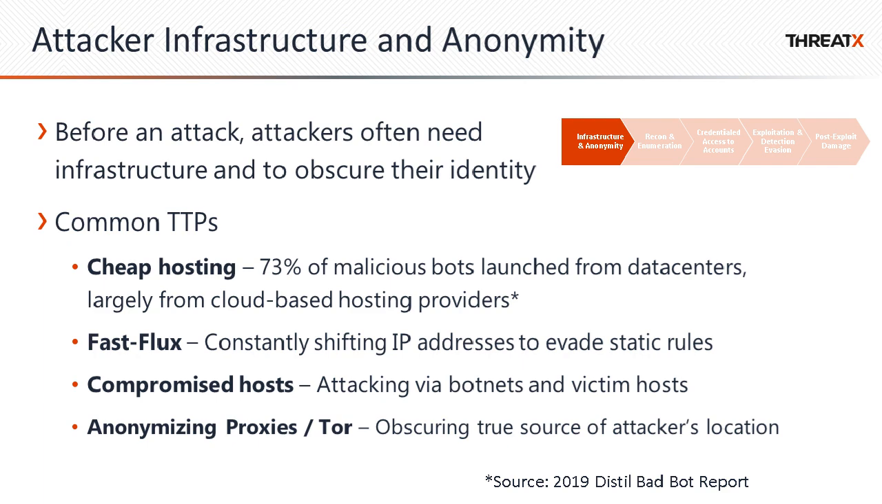So let's talk about the first link in the chain here: attacker infrastructure and anonymity. Before an attacker even starts an attack, or even starts reconnaissance for the attack, they need to have infrastructure to base that attack from. And ideally, they want to do that anonymously. They want to obscure their identity when they are doing this. There are several ways they can do this.